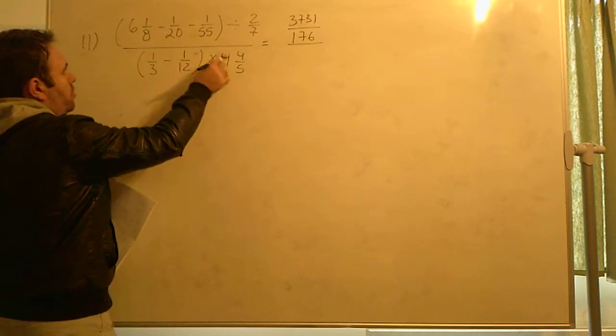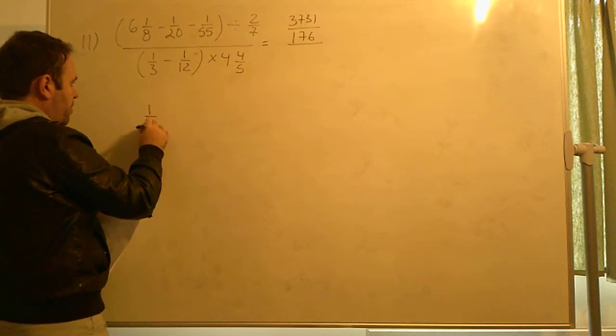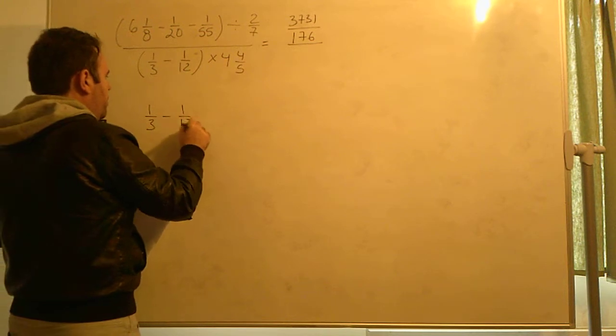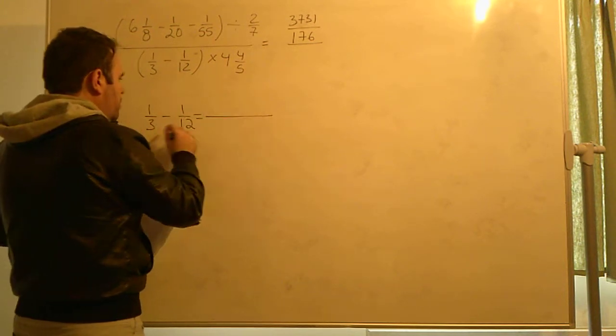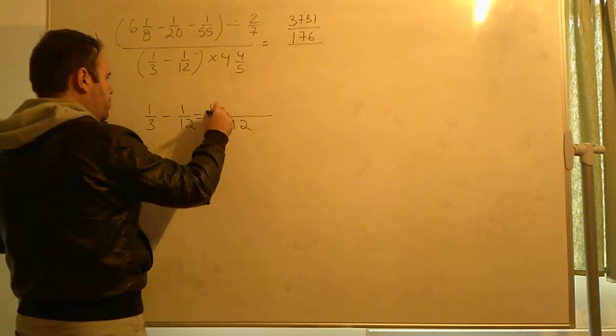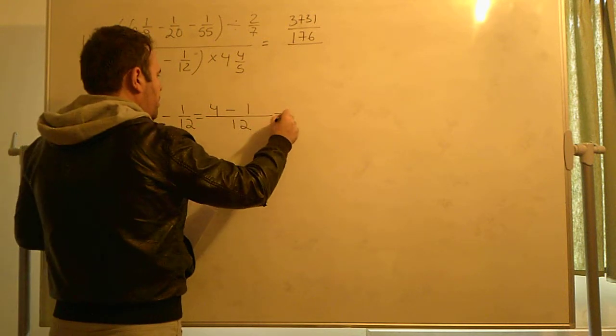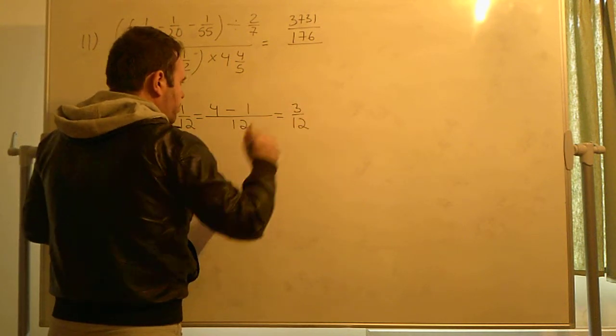Now we're going to simplify the denominator. We're going to start first with this factor, which is 1/3 minus 1/12. So the least common multiple would be 12, and then 12 divided by 3 is 4 times 1, 4 minus 12 divided by 12 is 1 times 1, 1. So we would have 3 twelfths.